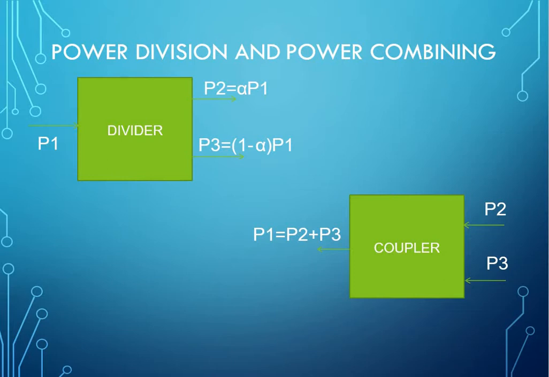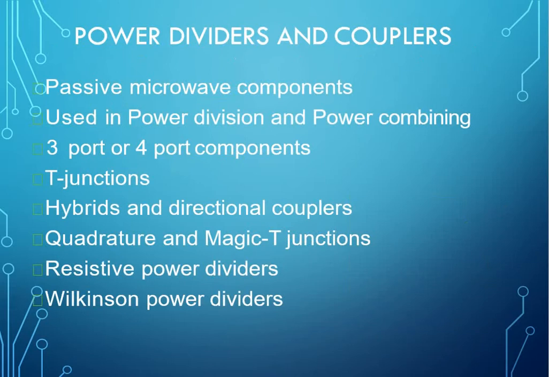Then coming on to power combining, we give two different powers, P2 and P3, to a coupler, where the coupler adds or sums or couples the two different powers and gives you a single power P1 that is equal to P2 plus P3. Now coming on to power dividers and couplers.